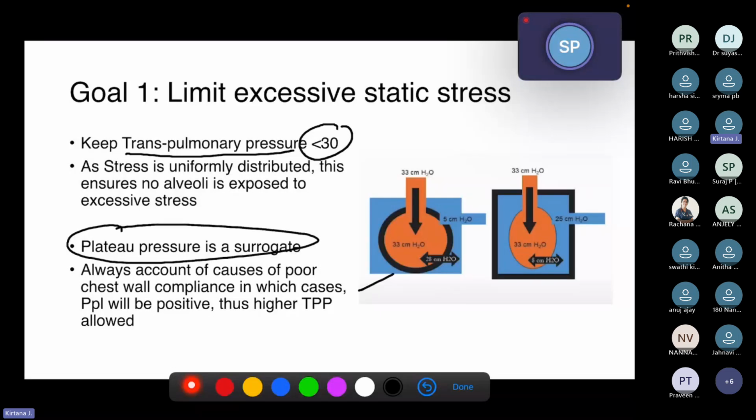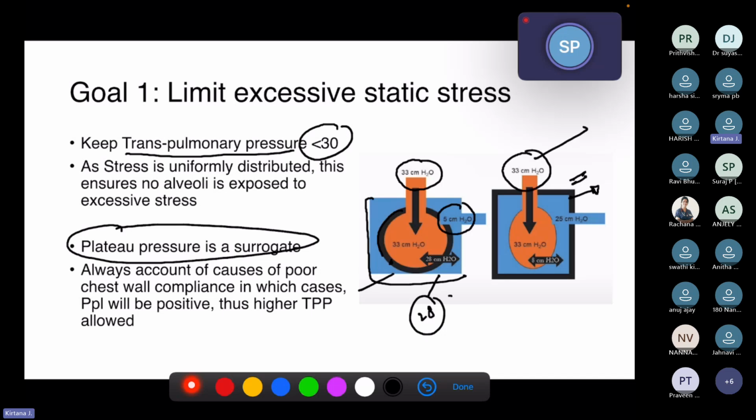In this patient, there is a lung which is stiff, as represented by the dark black border, and it is bounded by the chest wall. In this case, suppose the plateau pressure is 33 and the pleural pressure is 5. Therefore, the transpulmonary pressure that is acting is 28. But suppose you have a stiff chest wall, the patient is very obese, or the patient has significant ascites and the chest wall is stiff. Then in order to expand this stiff chest wall, the pleural pressure is going to be positive. So in the second case, the plateau pressure displayed by the ventilator is 33, but the pleural pressure is 25. Therefore, the transpulmonary pressure is only 8.